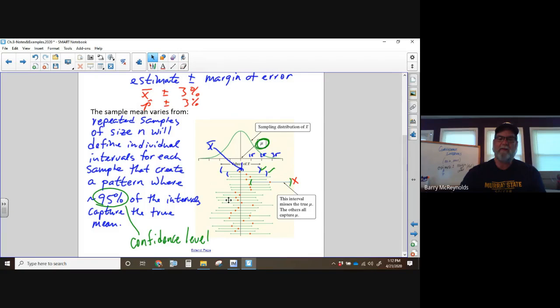And we see out of this list of 20 samples, one of them doesn't contain the true mean in its interval between min and max. And so 1 out of 20 is 5%, or we can say that 95% of them do in fact contain the true mean. So that's what we mean by confidence level.